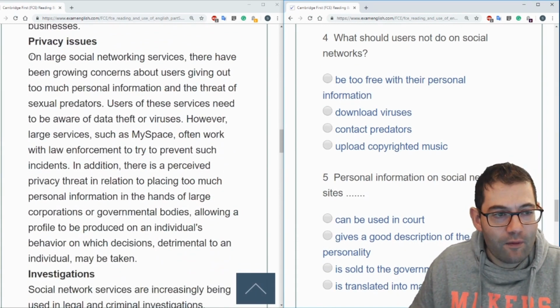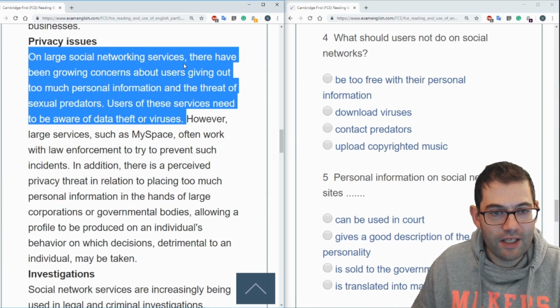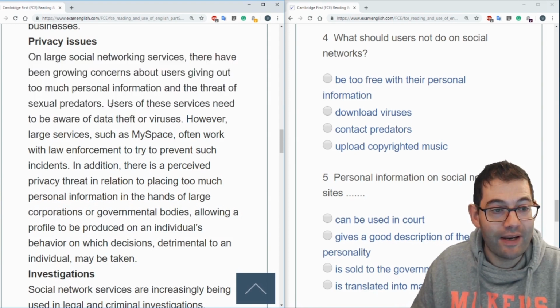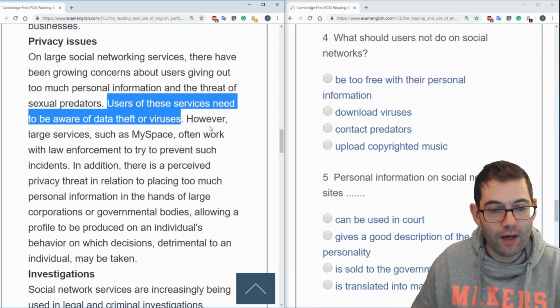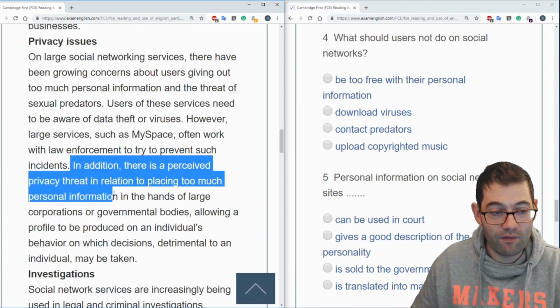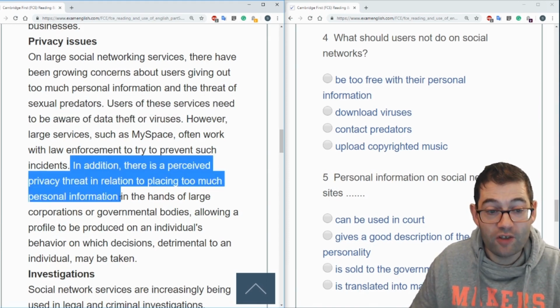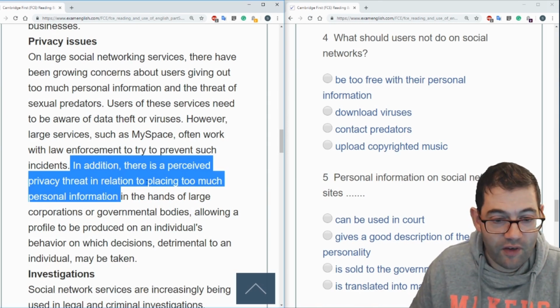Now it says, and we find the answer here. On large social networking services, there have been growing concerns about users giving out too much personal information and the threat of sexual predators. Users of these services need to be aware of data theft or viruses. Why is that the case? As a perceived privacy threat in relation to placing too much personal information in the hands of corporations and government bodies.